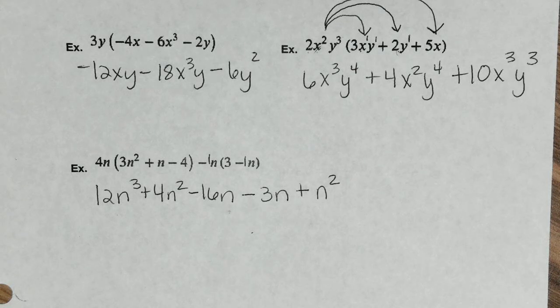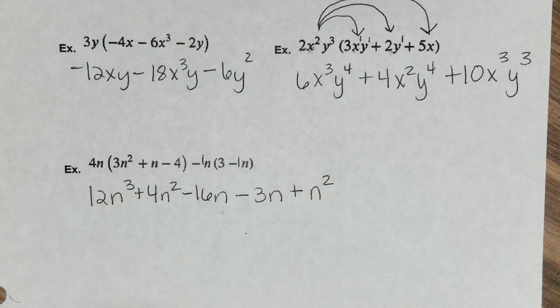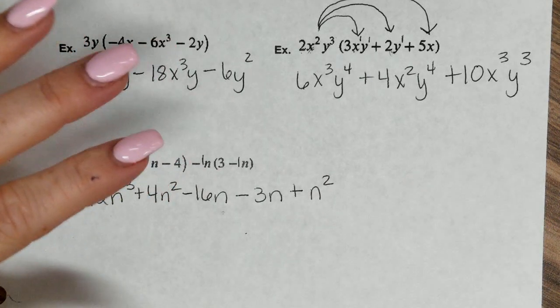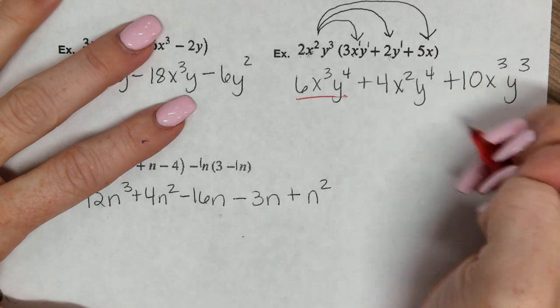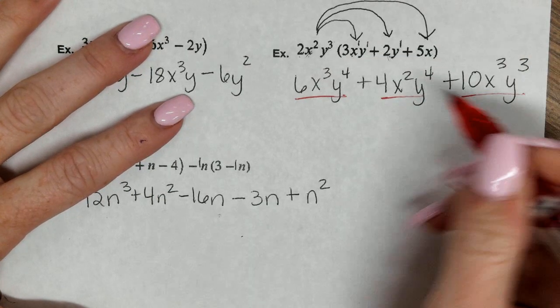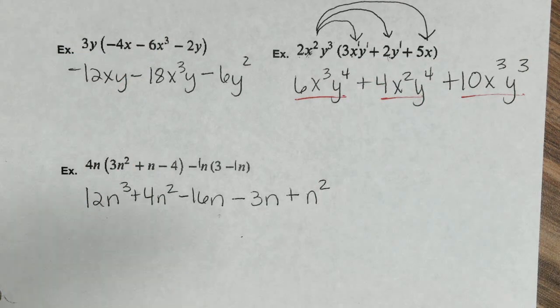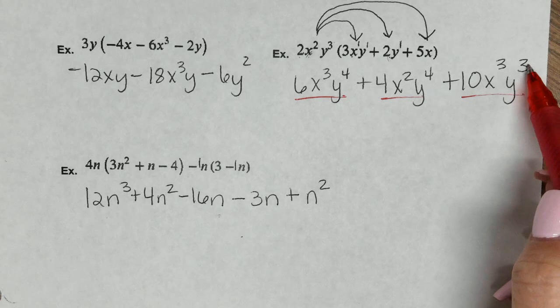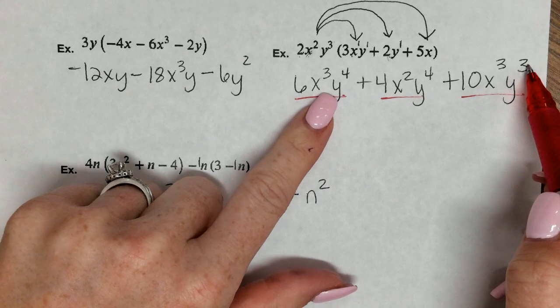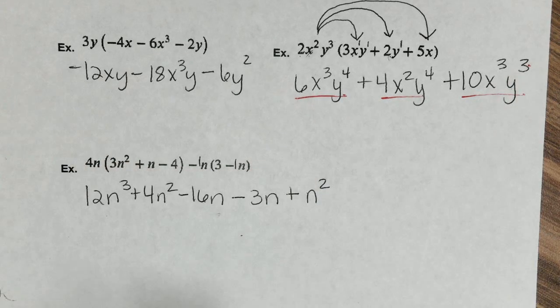Did everybody hear that? Because it's a term, it's its own term. So like, let me use a different color. So this is a term, this is a term, this is a term. The whole variable part has to match the whole variable part to combine it. So if this was y to the 4th, I could combine those. Okay? Does that clarify? Okay.